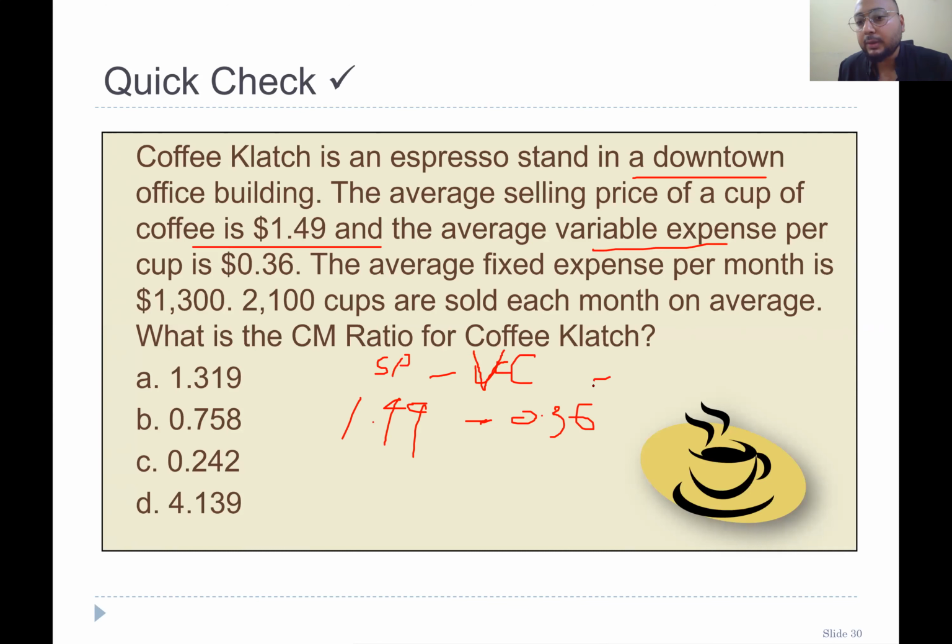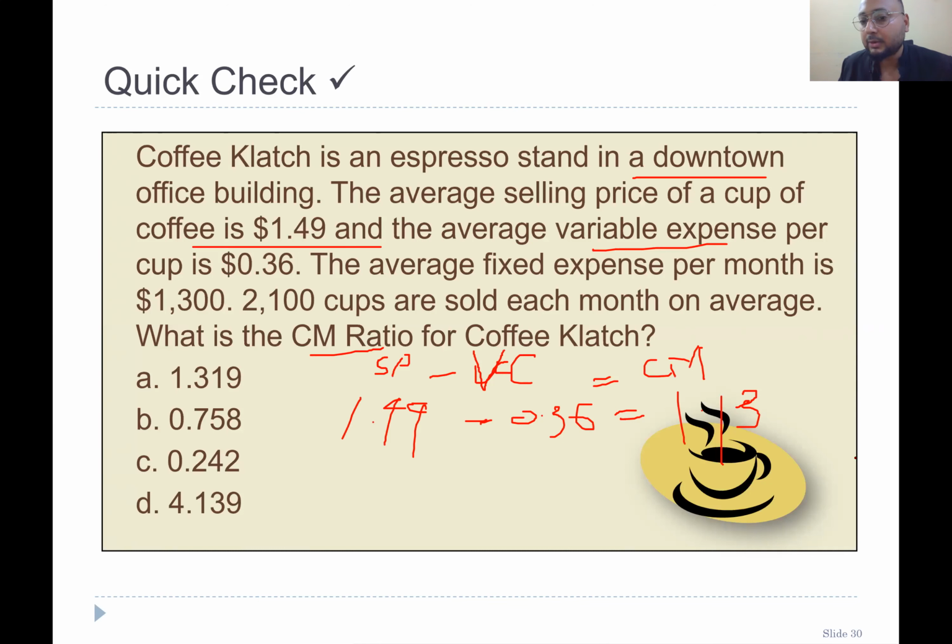We know that sales minus variable cost is your CM per unit, right? So 1.49 minus 0.36, the answer would be 1.13. So CM would be 1.13. So we want to find out the CM ratio, right?